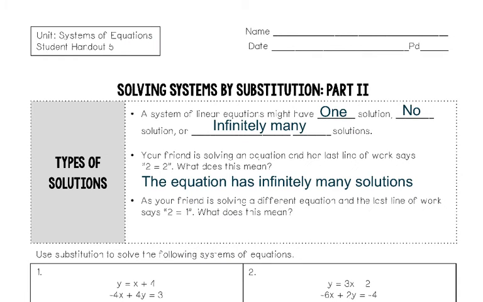So what that means is when you're solving an equation by substitution and you get to the last line and you get 2 equals 2 or 10 equals 10, when that number equals that other number, that means that the system has infinitely many solutions. It means that they are the same line.